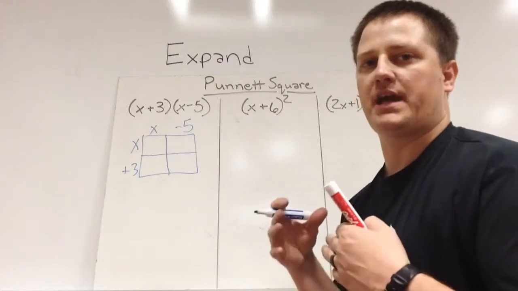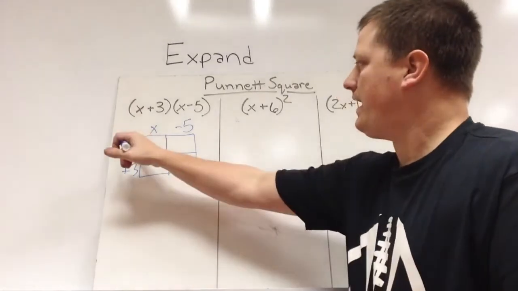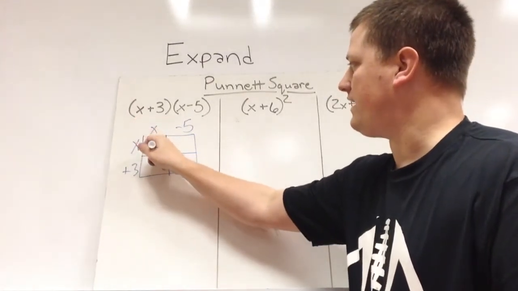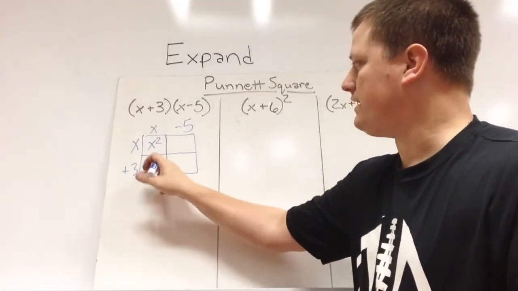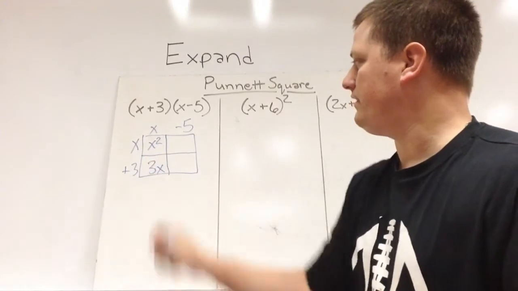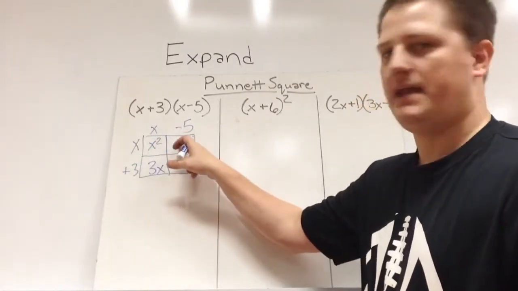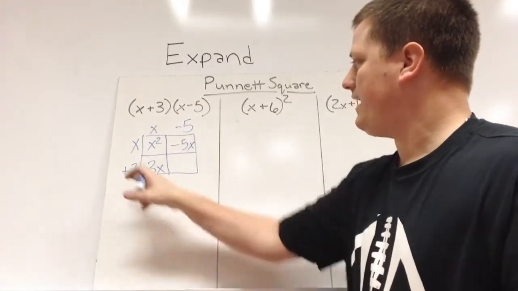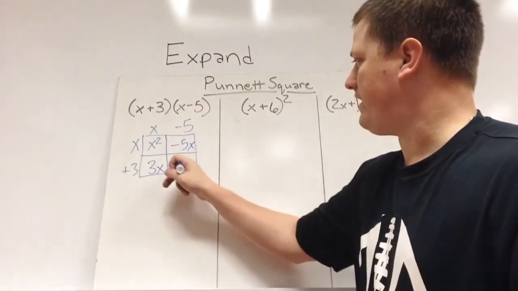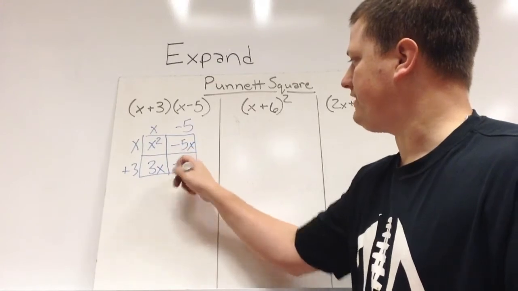Now this works just like a multiplication table. X times x gives us x squared. X times 3 gives us 3x. X times negative 5 gives us negative 5x. And 3 times negative 5 gives us negative 15.